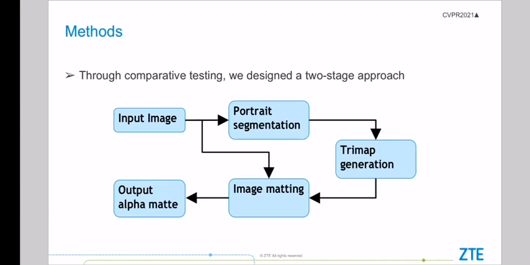The overall diagram is as follows: obtain the segmentation result by the segmentation model, then generate the trimap by a morphological method. The source image and the trimap are used together as matting network inputs to get the final matting result, the alpha matte.